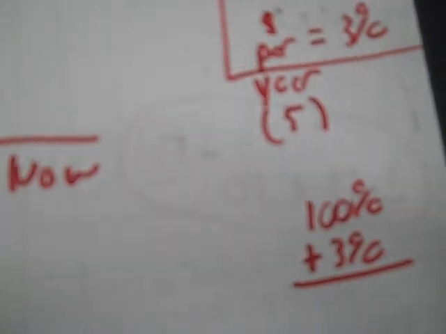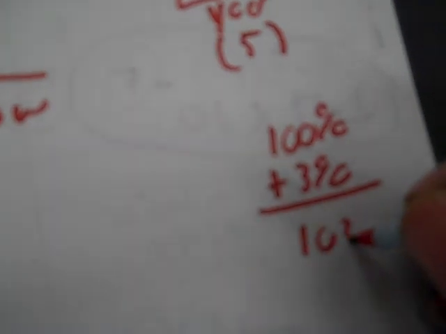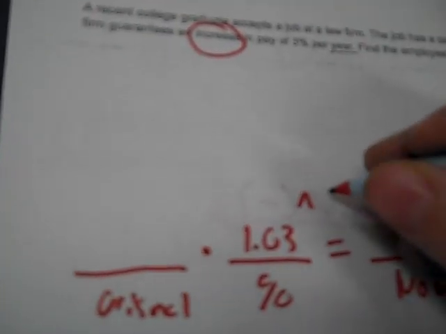Now, since the percent is every year, it's per year, you need a power on your percent factor. So let's figure out our percent factor. We take 100%, and it's a 3%, so we need to add 3% because it's increased. The word increase insinuates adding. So that's 103%. Remember to divide that by 100, and I got 1.03. That's your percent factor. And then the power on that is 5, because it's per year.